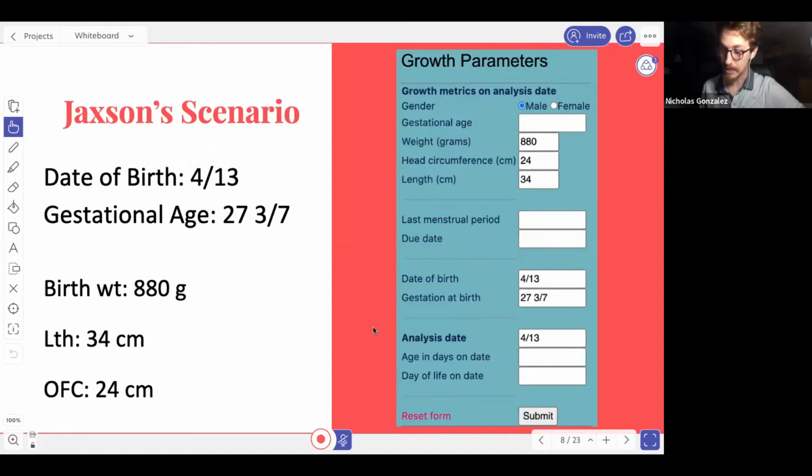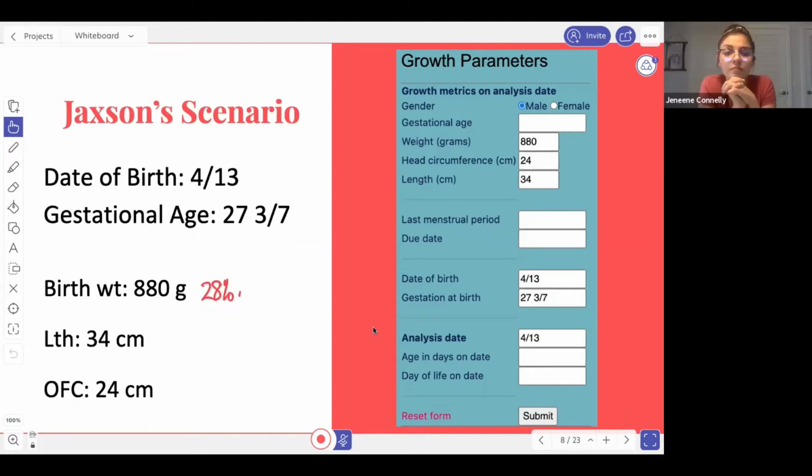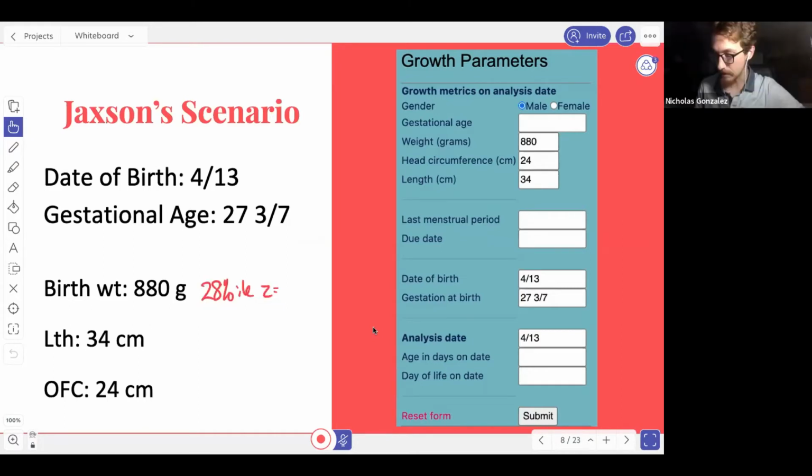So for this specific date, the infant's birth weight was in the 28th percentile with a z-score of negative 0.6, with a length in the 24th, and the head circumference in the 22nd percentile with a z-score of negative 0.79. So again, we've done this before, but we're just doing it one more time to review with you.